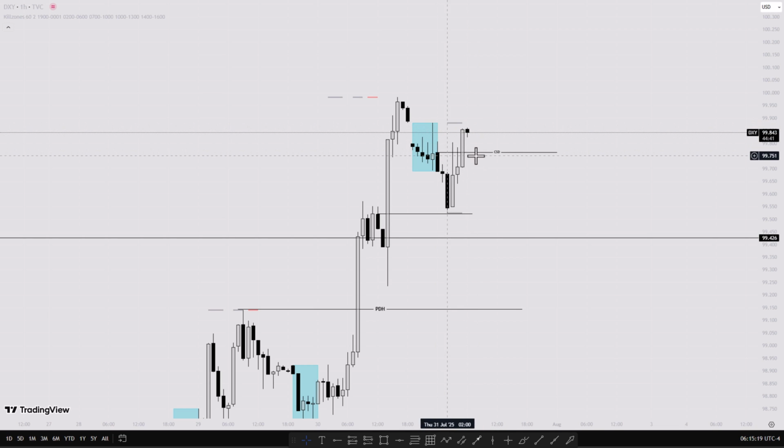So now what we want to see is price coming back into this change in the state of delivery before another expansion. So we want to see price coming here at the open. We want to see manipulation and price coming into the change in the state of delivery before any expansion. So I want to see something like this and then like this. But when price comes to this change in the state of delivery, we don't just enter the trade.